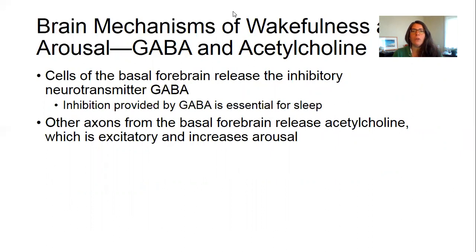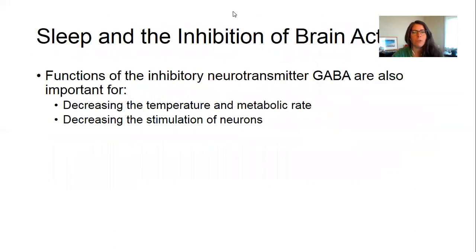GABA and acetylcholine are neurotransmitters. There are cells that are receptive to these in the basal forebrain. The inhibition that is provided by GABA is essential for sleep. Other axons from the basal forebrain release acetylcholine, which is excitatory and increases arousal. Right, so the basal forebrain is responsible for both inhibitory and excitatory responses.